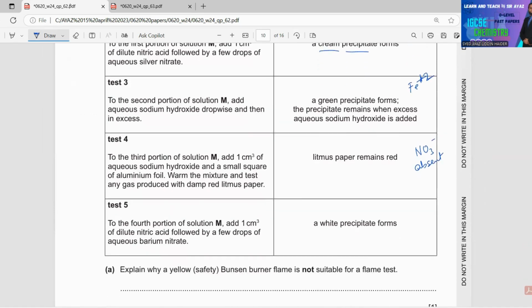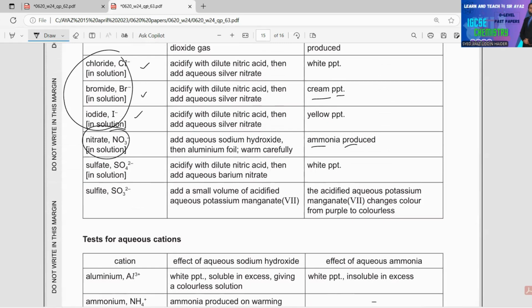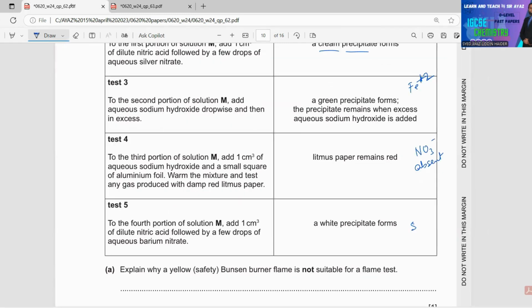Test 5. With the fourth portion of solution M, add 1 centimeter cube of dilute nitric acid followed by a few drops of aqueous barium nitrate. A white precipitate forms. This one is for the negative ion sulfate. See, sulfate forms a white precipitate. So it must be having sulfate.